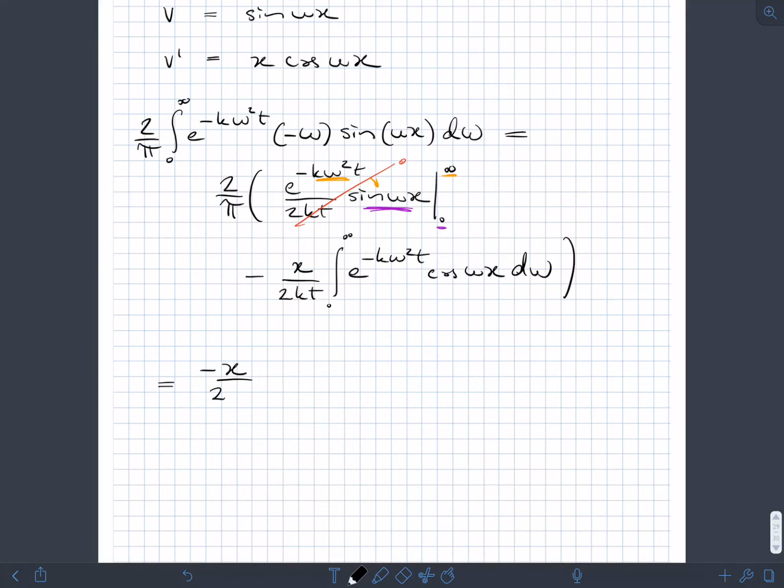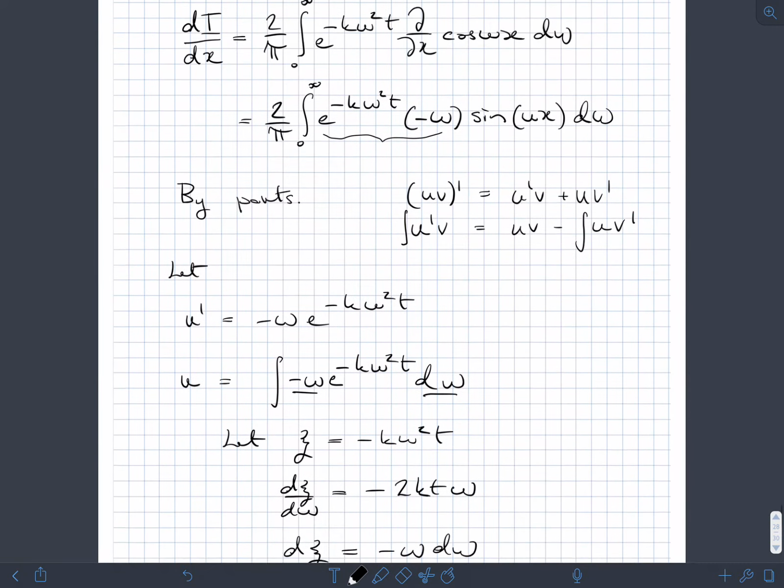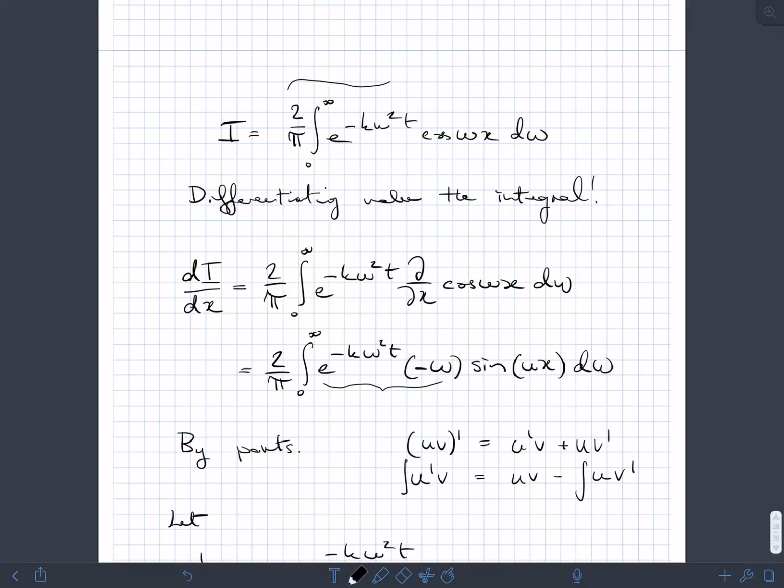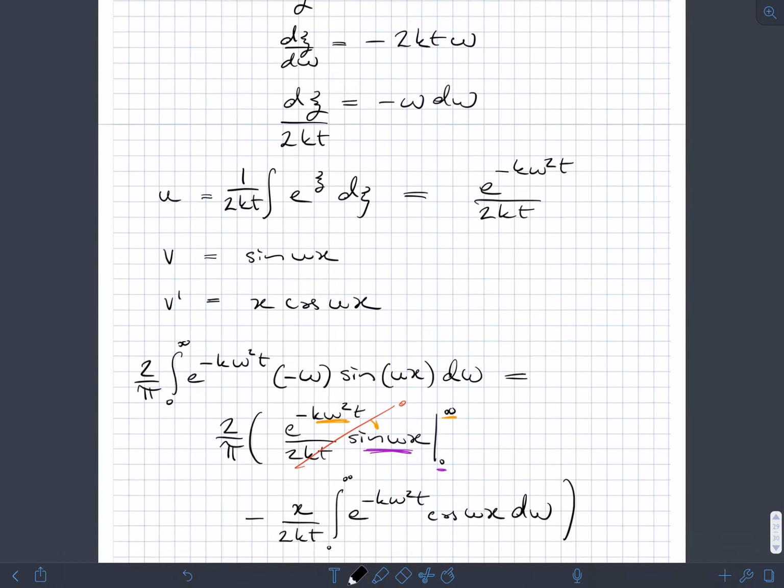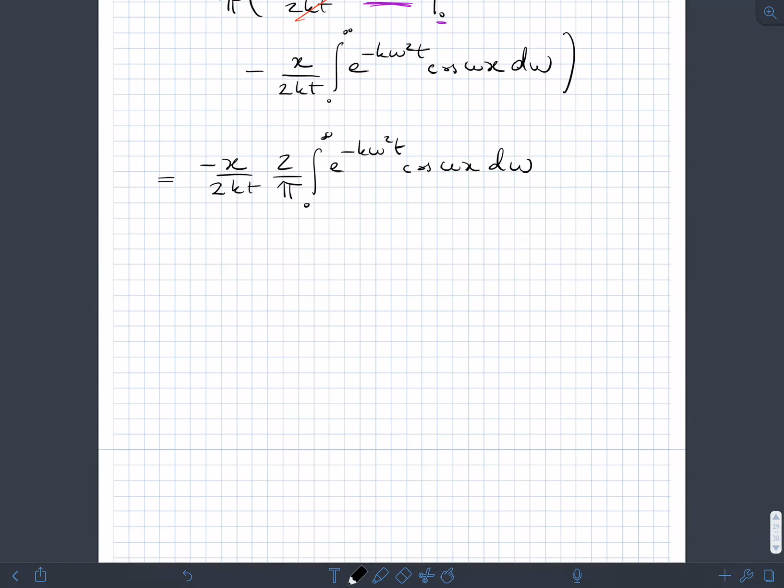Negative 2kt, and then 2 pi, and then 0 to infinity, e negative k omega squared t cosine omega x d omega. Well, that might look a bit familiar to you because it's actually just I. It's this guy exactly here, I. So that's neat. If you remember what we're integrating, we're actually integrating dI/dx. And by integrating, we realize that we have to actually solve this differential equation equals I.